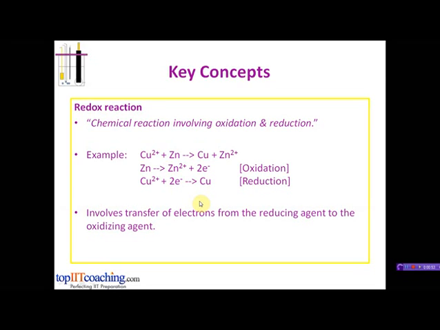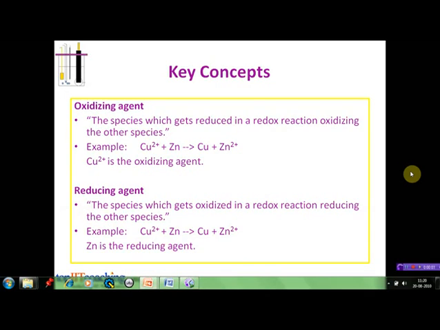Now we get two more terms. One is the reducing agent and the other is the oxidizing agent. Let's see what they are. The oxidizing agent can be defined as the species which gets reduced in a reaction, oxidizing the other species. So in this reaction, copper ions are the oxidizing agent because they are oxidizing zinc into zinc ions, and in this process they themselves are getting reduced to copper.